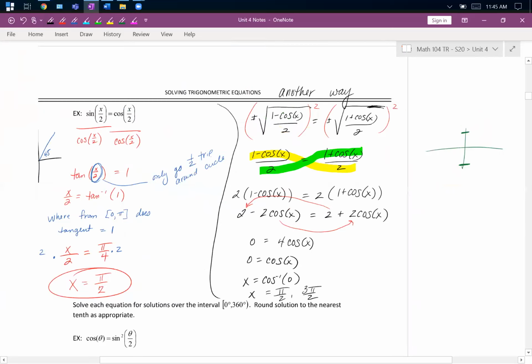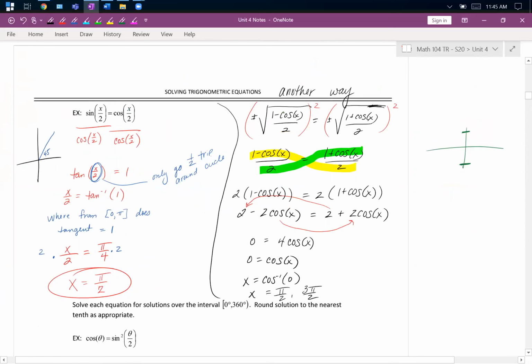Well, you may be thinking, hey, Allison, there's only one right answer in math. How did I get a different answer using this technique than the other technique? It's because we're not done with this technique. During our solving process, in the very beginning, we raised both sides of our equation to an even power. Anytime you do that, you have to check your solutions. And when you check your solutions, you're going to find that 3 pi over 2 does not work.